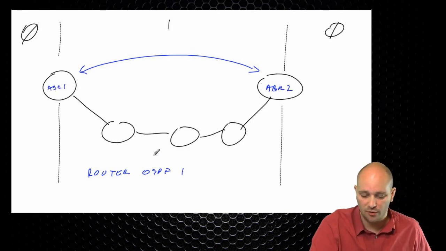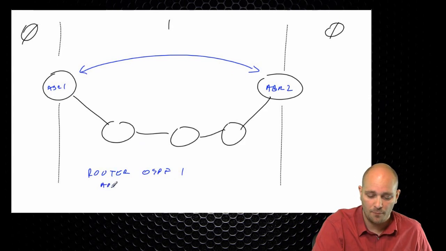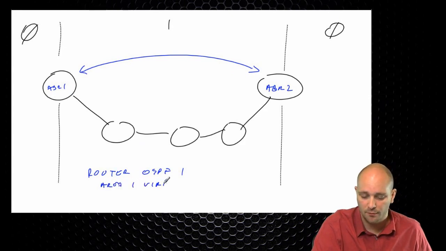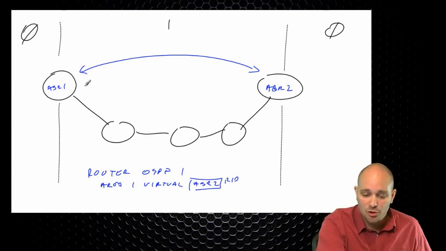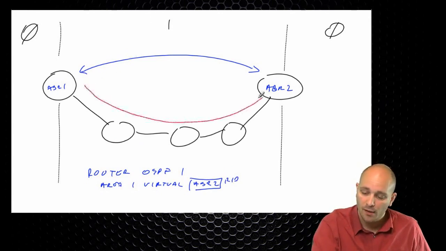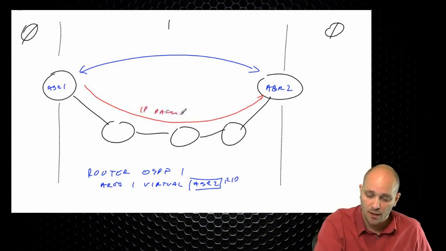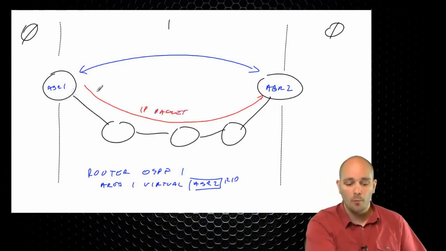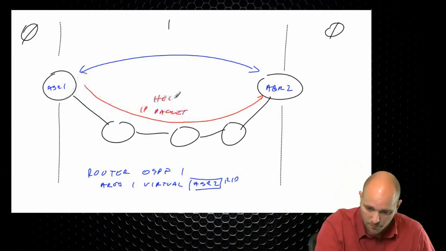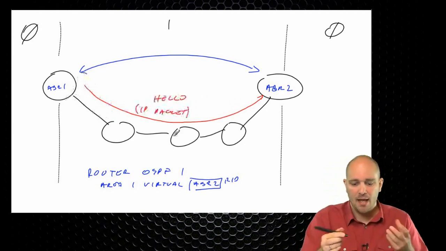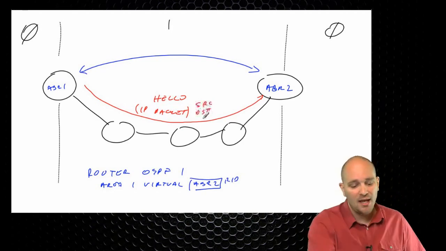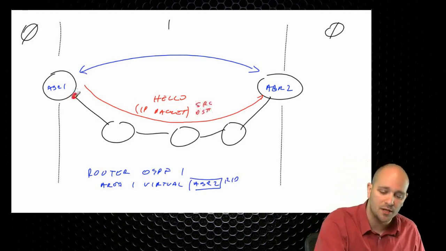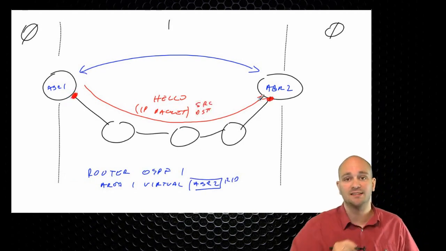Now, when I'm building this virtual link, what I'm configuring is router OSPF 1, and I'm going to say area 1 virtual link, and let's say ABR2. What I'm entering here is the router ID. But the actual IP packet needs to be sent here. So what router ABR1 is going to do when it sends the hello, so this is the hello that needs to be sent, is an actual IP packet. An IP packet must have the source IP address and the destination IP address. So what ABR1 needs to determine is which source IP address to use and which destination IP address to use.